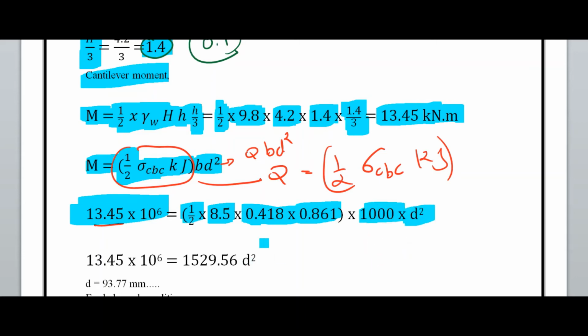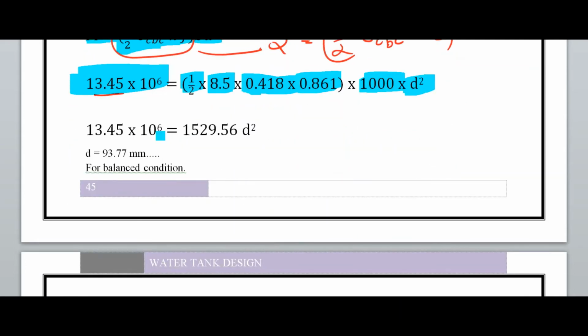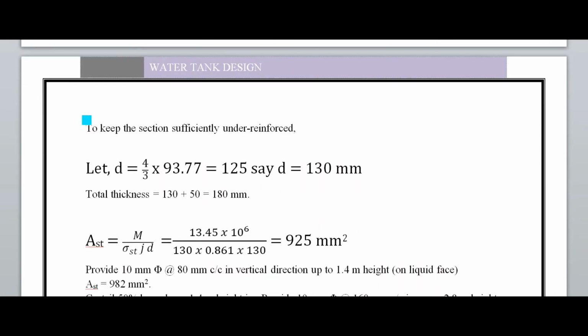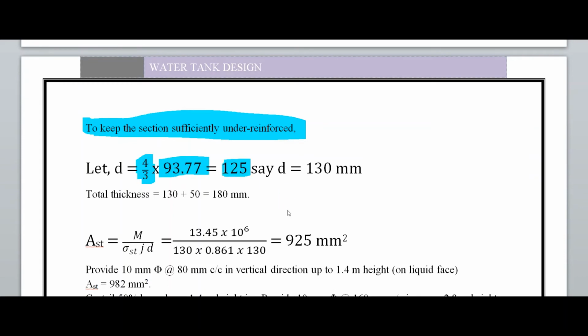So after calculating all the data, we can find the d value is 93.77 mm for the balance condition. So what we do, we keep the section sufficiently under reinforced, means we are going to increase the thickness. How much? 4/3 of the value, so it's 125. So I provide the depth as 130 mm. So total thickness is 180 mm, with 50 mm clear cover. So 130 plus 50 is equal to 180. By this thickness we are going to design the reinforcement.